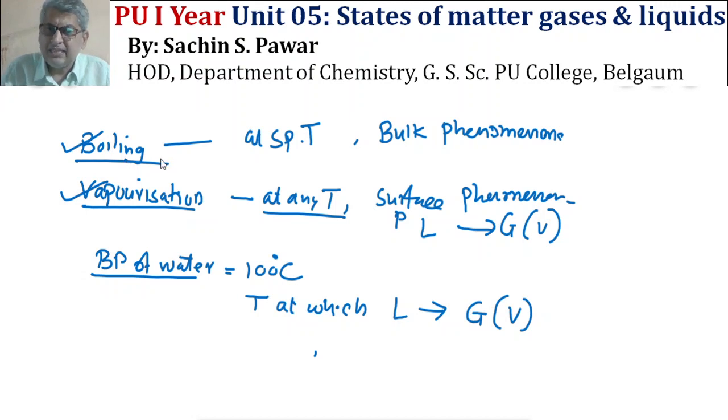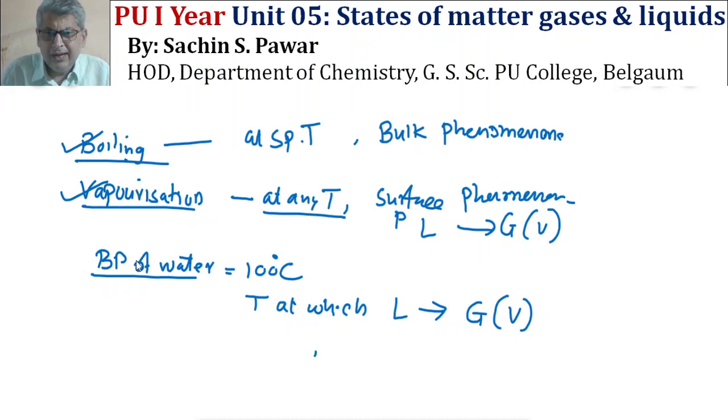Boiling means at a specific temperature, the entire liquid gets converted into gas, so it's a bulk phenomenon. Whereas at any temperature, even in normal conditions of temperature and pressure, surface particles have a tendency to go into the vapor state. That is called vaporization. In the examination, you may expect a 2 mark question: distinguish between vaporization and boiling. I hope you have understood this.